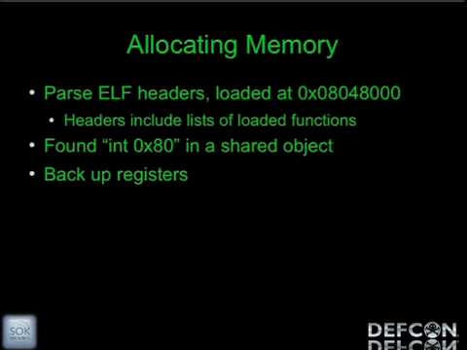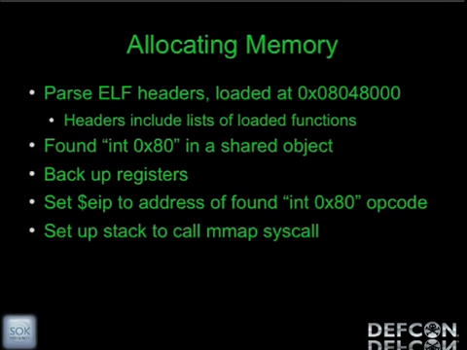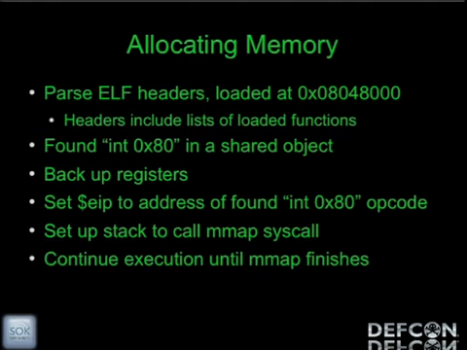And so we found int80 in a shared object, and we backed up the registers. We're gonna mess with some of the registers here, and we backed them up. We're gonna set EIP to the address of where we found int80, and we're gonna set up the stack to call the mmap system call. We're gonna continue execution until mmap finishes.